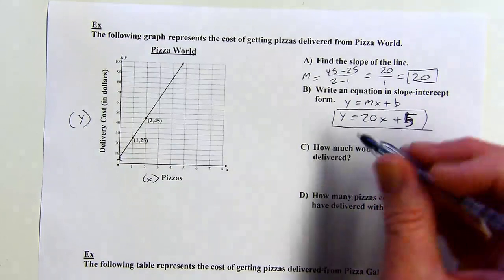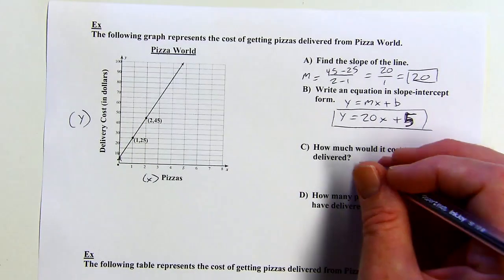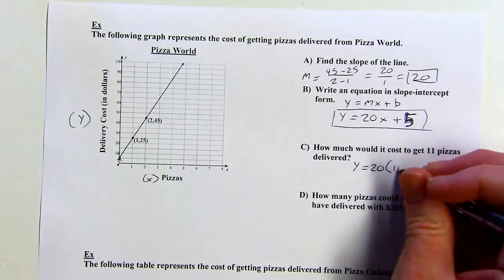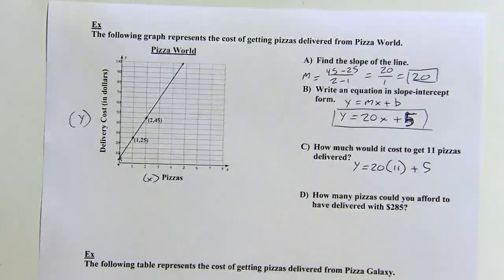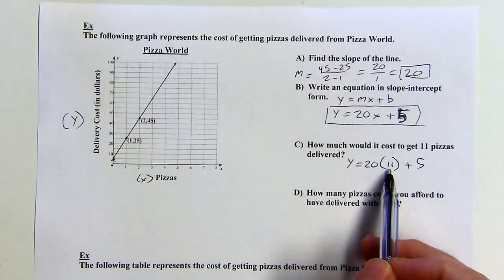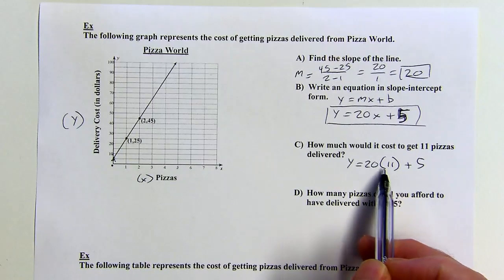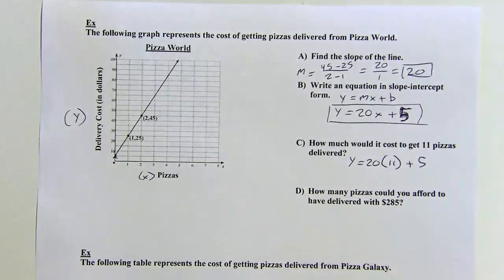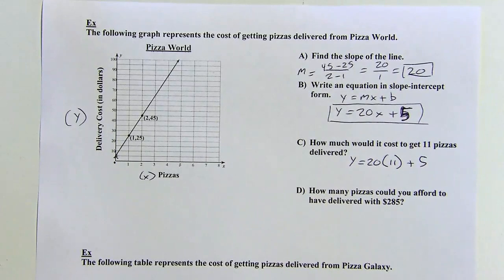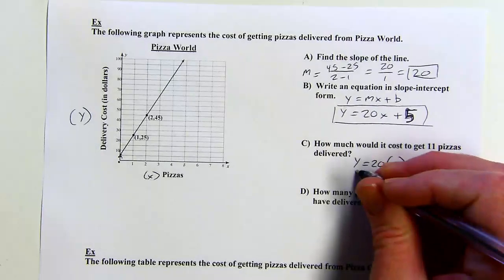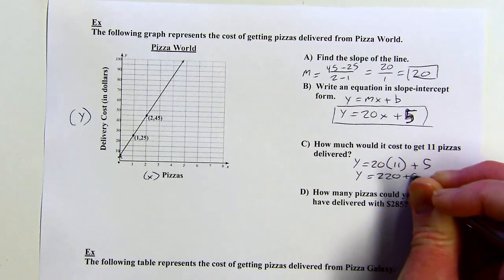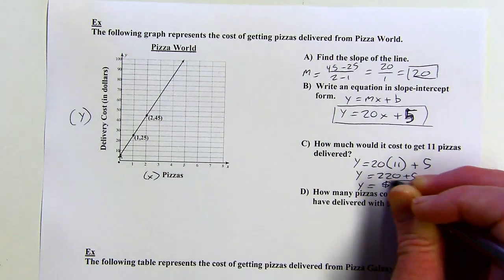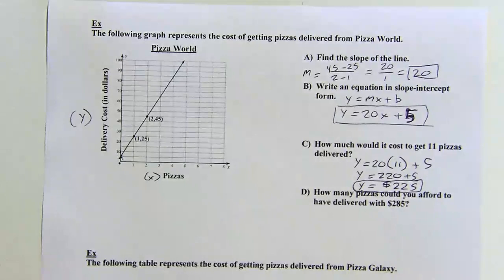All right, so what we can do is take this equation and plug in 11 for our x value. That represents 11 pizzas. So I guess each pizza costs $20, but then there's a $5 delivery fee. Okay, so then I've got 20 times 11, which is 220. And so this would cost $225 to get 11 pizzas delivered.